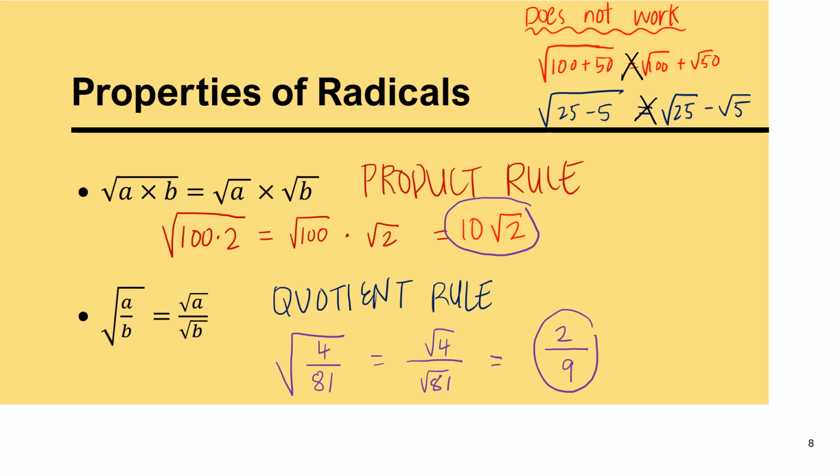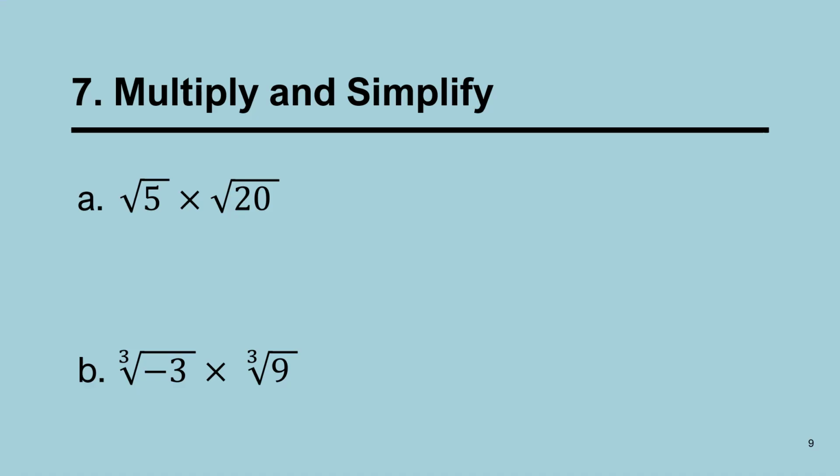All right, so let's look at a couple of examples. Number 7 says multiply and simplify. You're also going to see this on the homework, so I would say it's very likely that you're going to see an example like this on our next quiz or exam.